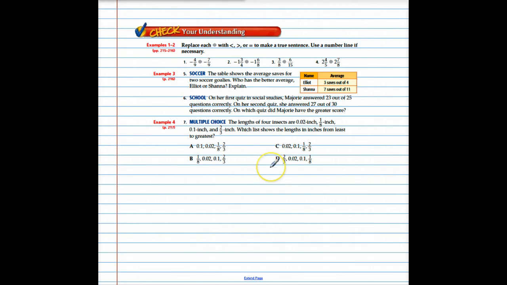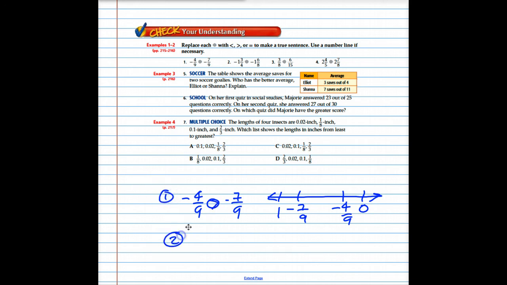Check your understanding. -4/9 compared to -7/9. Again, on the number line, -4/9 would be right here. -7/9 would be right here. If we're doing 0 to 1.